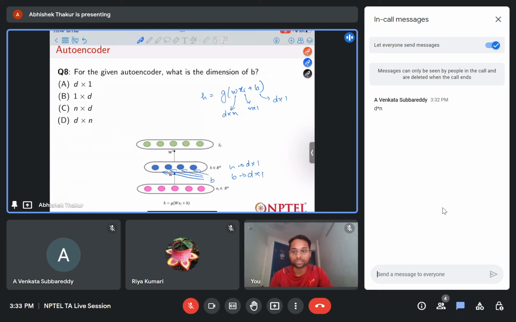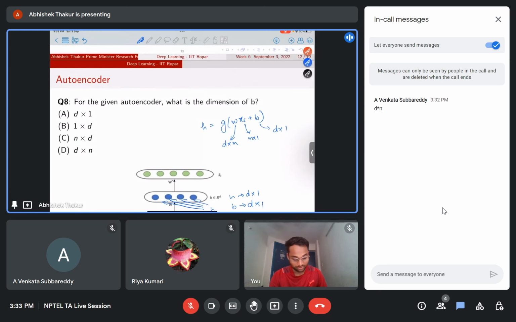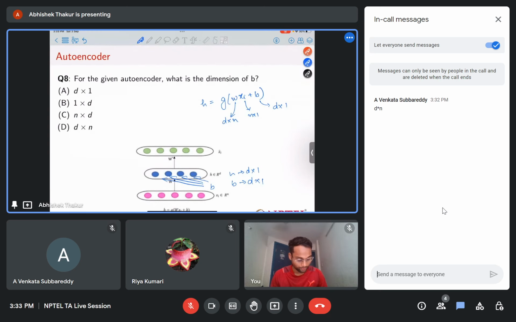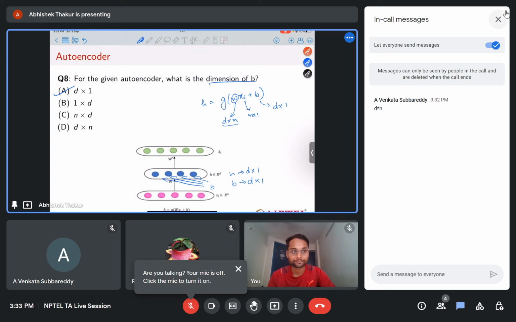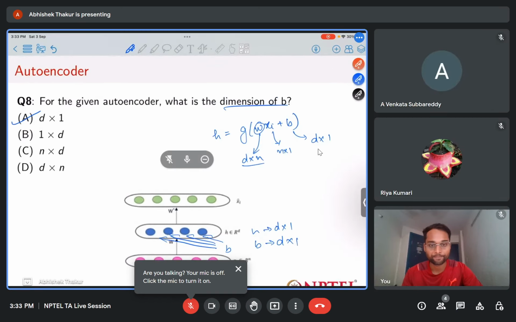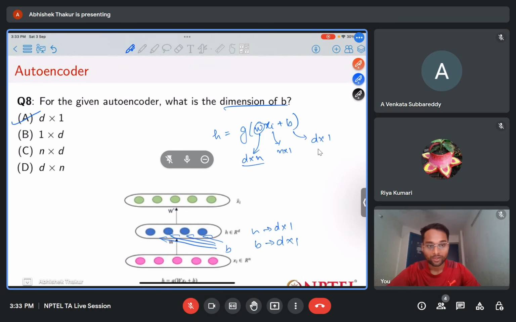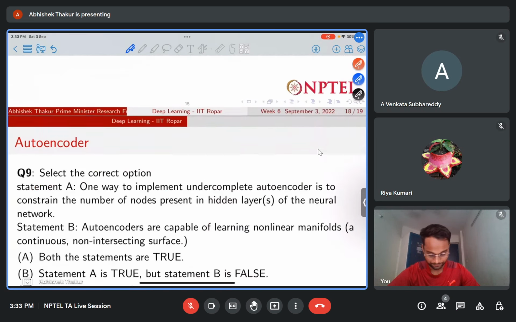Yes, you have answered D cross n for the last question, I guess. No, this question, because here it is asking the dimension of B, not W. Oh, you are saying the dimension of W is D cross n. Yes, that's correct. But in this question, it is asking the dimension of B, that is again D cross 1. So now we'll move on to the next question.